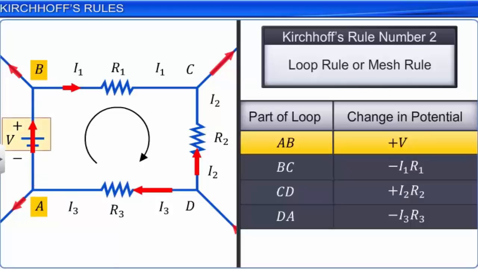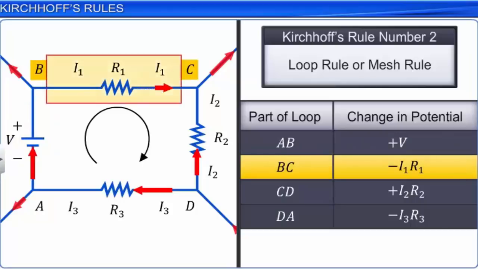BC. Current I1 is passing through R1. The direction of current I1 and the direction of walk-through is the same. The change in potential is minus I1 into R1. Here, you should clearly understand why the change in potential is minus. Charges always flow from a point at higher potential to a point at lower potential. Therefore, point B is at a higher potential compared to point C. We are calculating the potential change between points C and B, which is the potential at C minus the potential at B. Hence, the change in potential is negative.